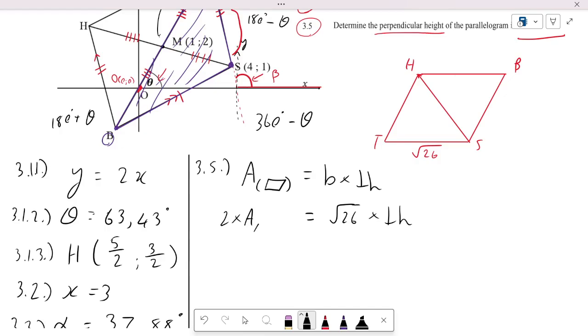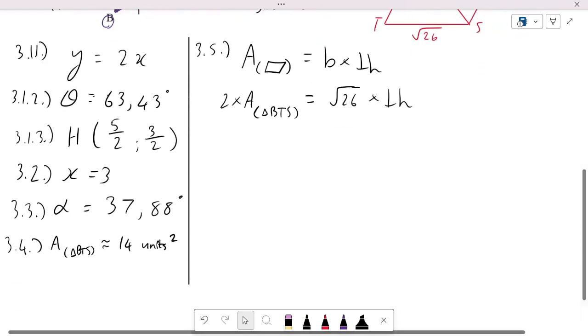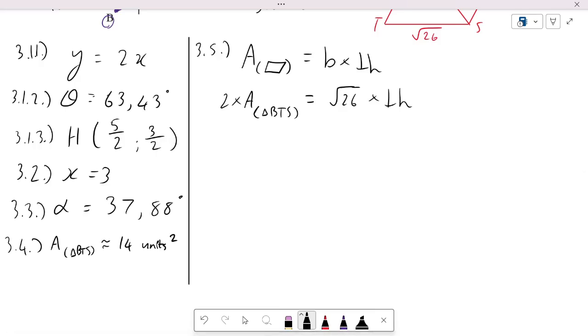Let me write that much neater. Triangle BTS, remember that we determined triangle BTS, which was 14 units. You can see all of these answers link up to the next one. Then we can substitute. This is going to be 2 multiplied by 14 units square, and this is root 26 multiplied by the perpendicular height. Now we can just solve for the perpendicular height.